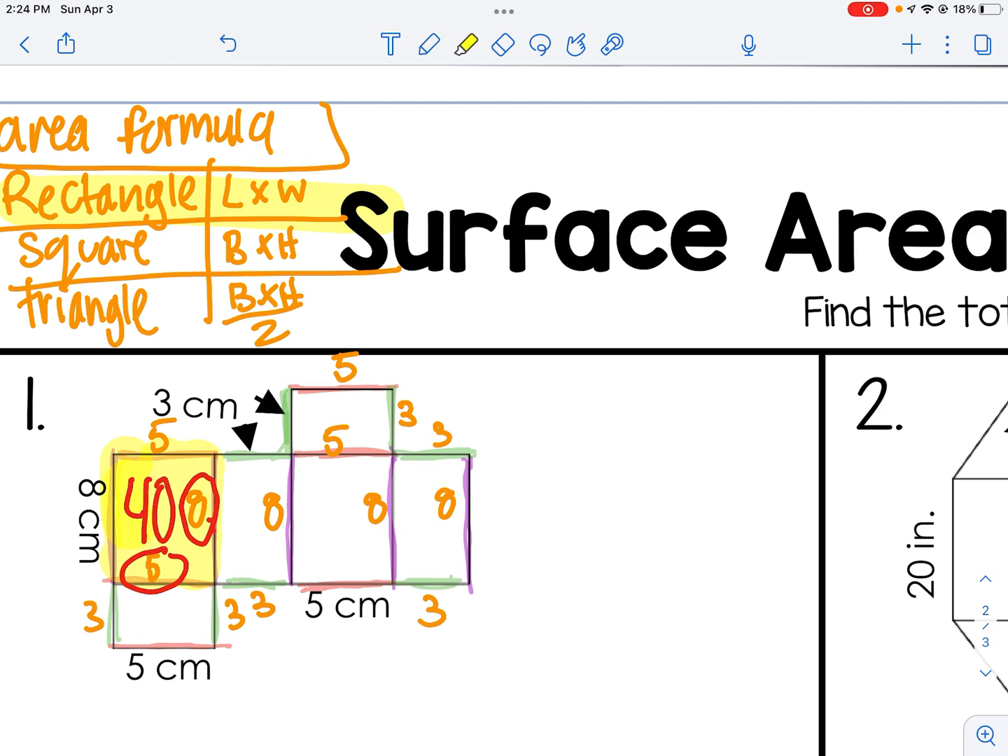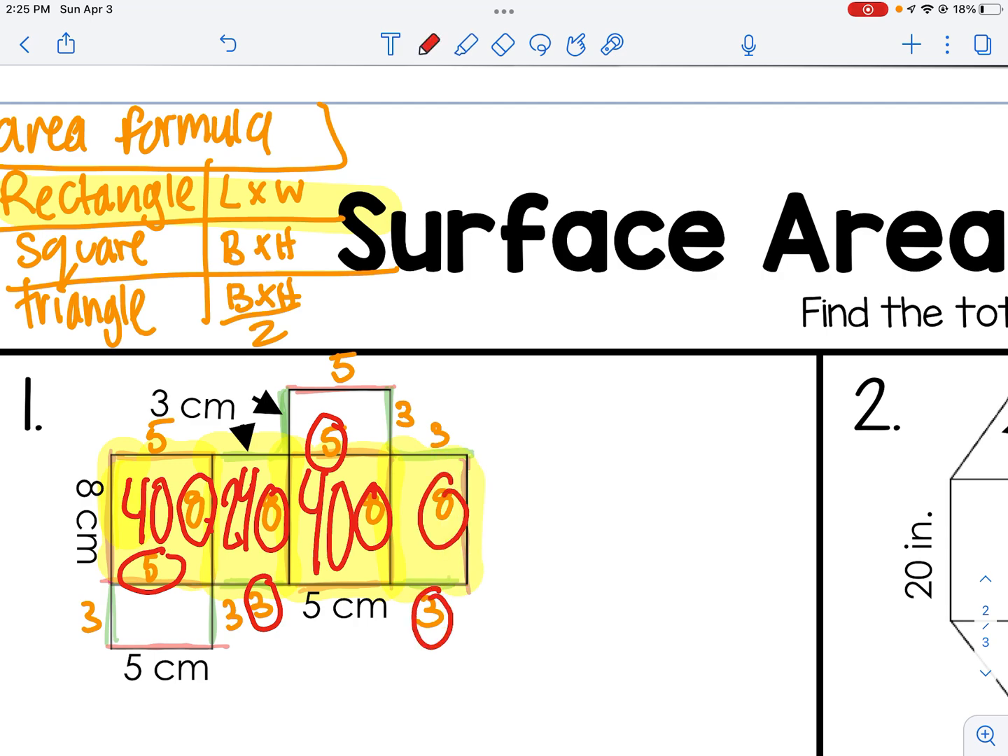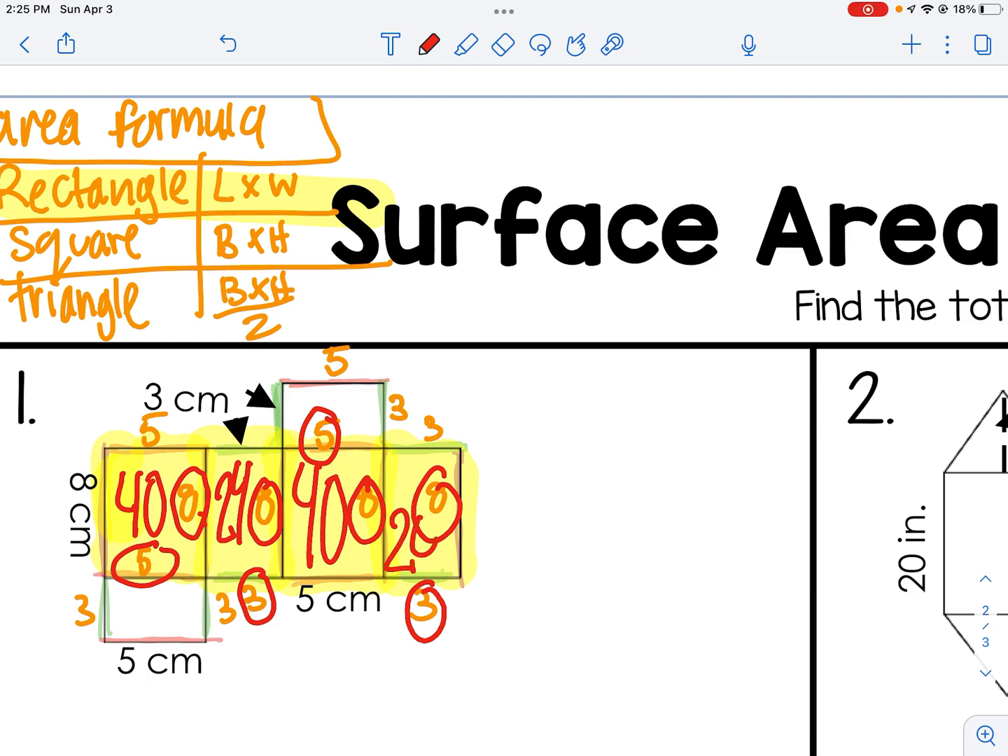Now I'm going to go to my next shape. This one's also a rectangle. I can see we have a length of 8 and a width of 3. It's a rectangle again, so I'm going to do length times width, which is 8 times 3, which is 24. Okay, next shape, also a rectangle. Length of 8, width of 5. 8 times 5 is 40. Next rectangle. 8 and 3. 8 times 3 is 24.